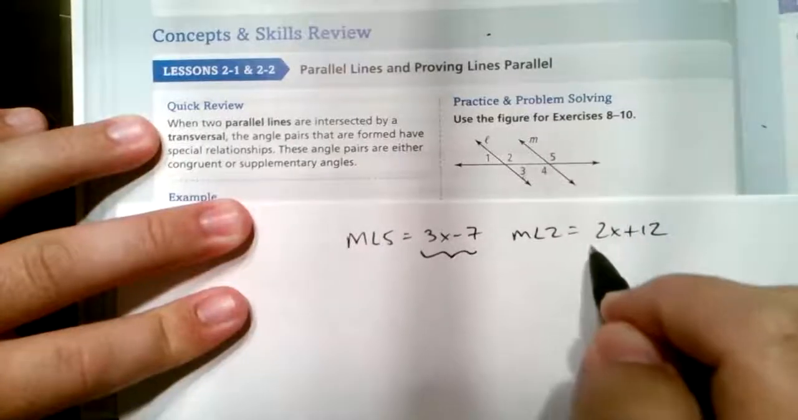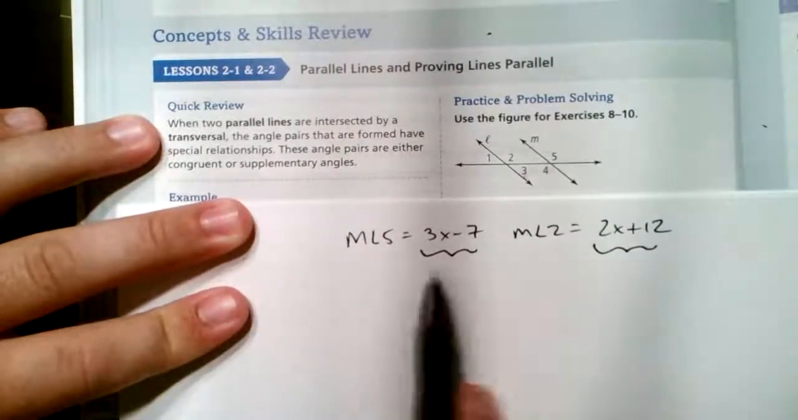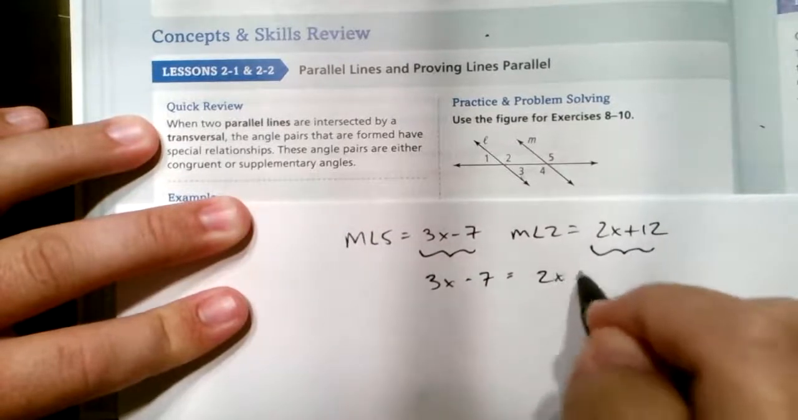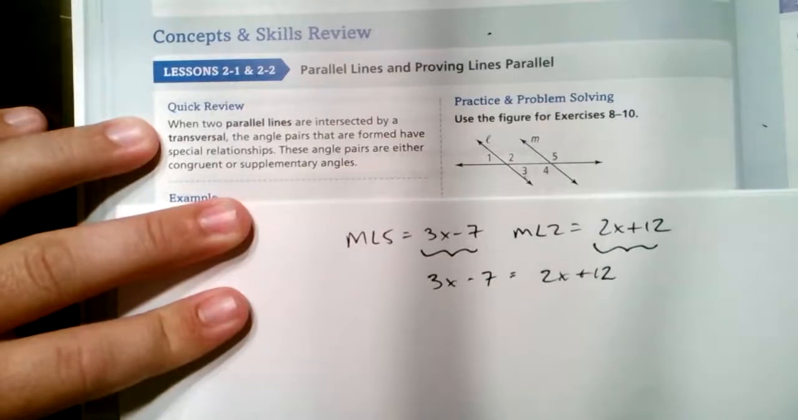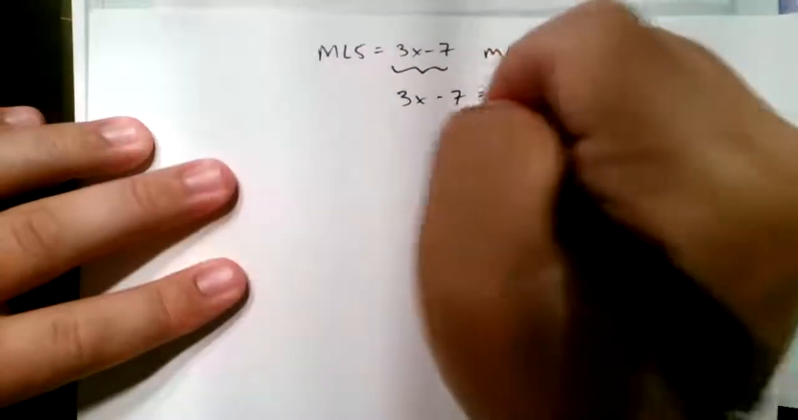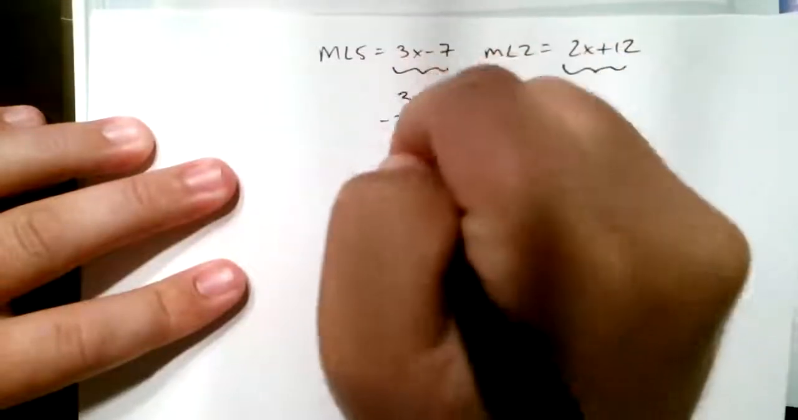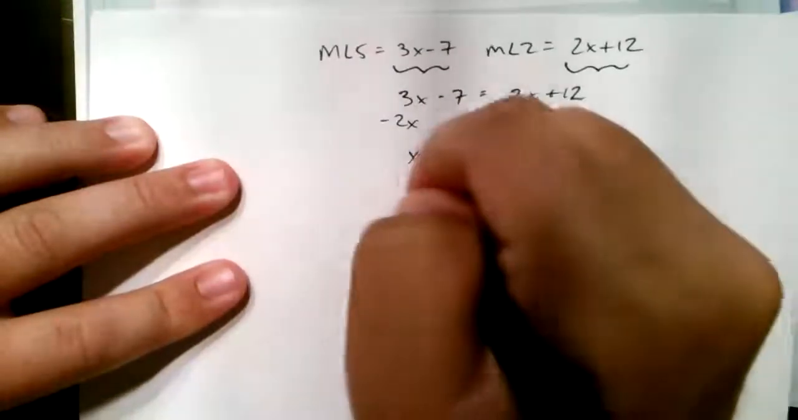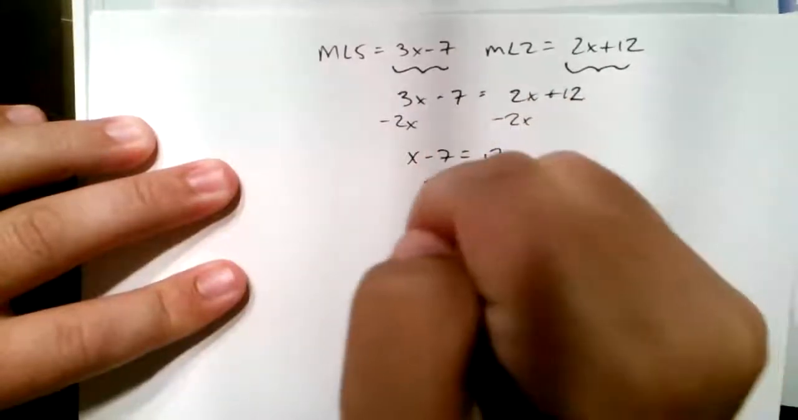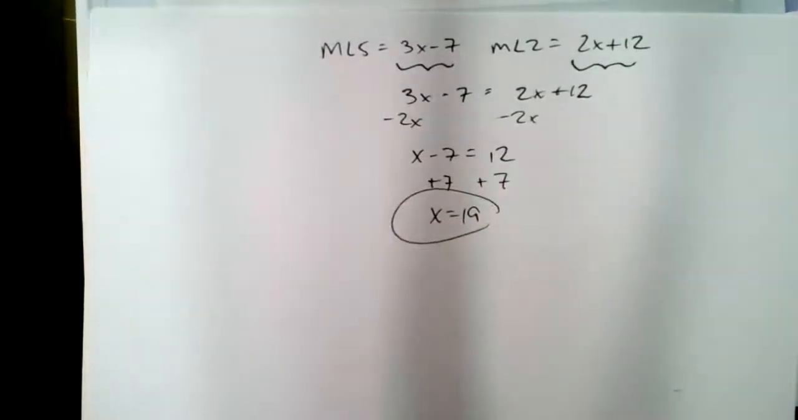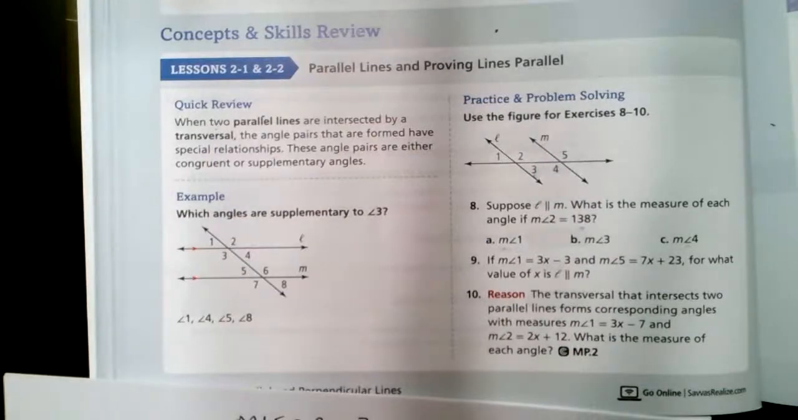If they're corresponding angles, you know they're congruent, that they're equal. So what I'll literally do is just set them equal to each other. So if those two things are equal, 3x minus 7 equals 2x plus 12. So now I just solve. I think I'll subtract 2x from both sides. So I get x minus 7 equals 12. I'll add 7 to both sides, and I get x equals 19.